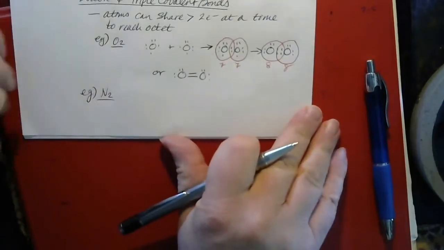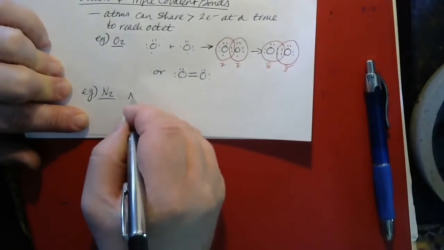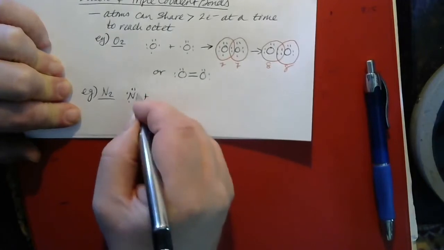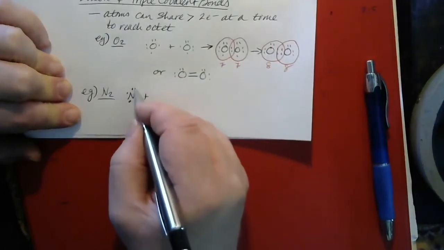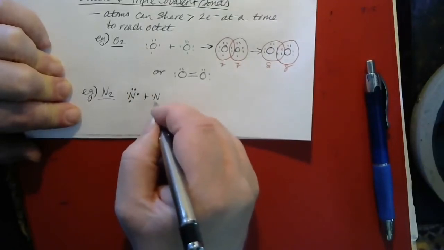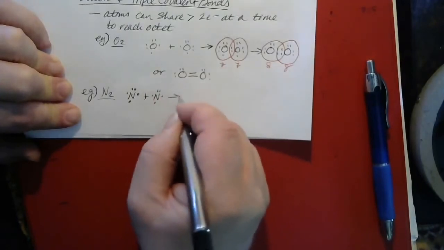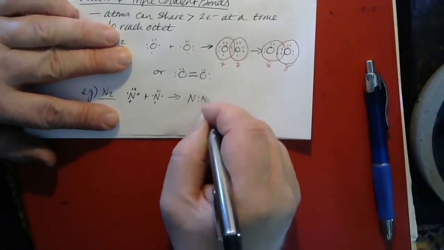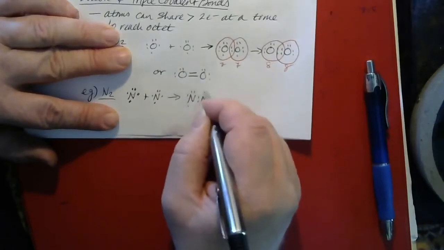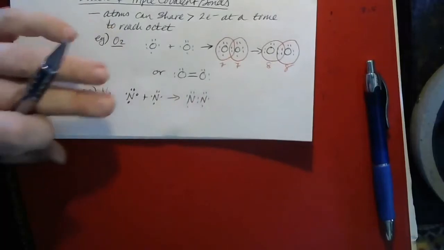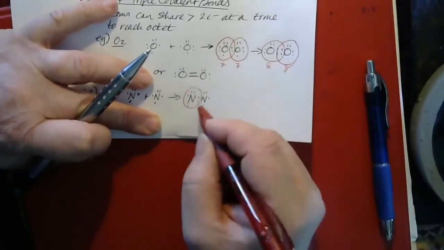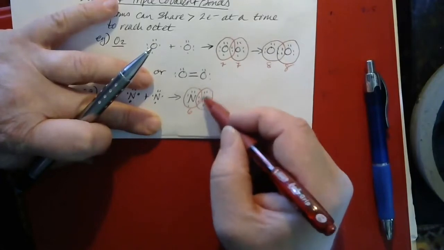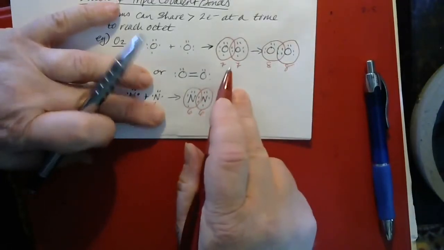An example of a triple bond can be found in nitrogen. If you have a nitrogen atom with its five valence electrons around it, 1, 2, 3, 4, 5, and another nitrogen atom with five valence electrons around it, you can try to bring them together to form a single bond, and you would get something like this. And when we count the electrons around each nitrogen, we'll find that the one on the left has 1, 2, 3, 4, 5, 6 and the one on the right has 1, 2, 3, 4, 5, 6. Well, that was even worse than the oxygen.